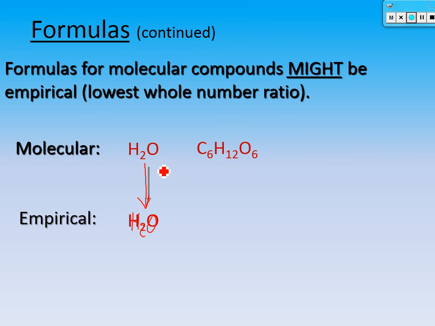Okay, let's go to glucose now. Can you reduce glucose? Yeah, so what's its empirical formula going to be? Aren't all of these divisible by 6? So isn't it just going to be reduced to C, 1, H, what? 2, and the O, it's just a 1. Okay?